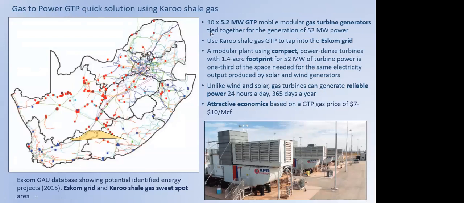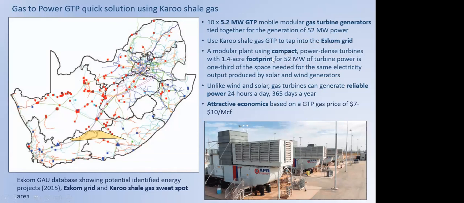Gas to power. Quick solution. You look at these types of units, they are well used throughout the world. This is an example from Australia where they use surplus gas. These are modular gas turbine generators, each of them 5 megawatts. You just plug them into gas on the one side, and on the other side they kick out power for you. So 10 of them gives you 50 megawatts. Solar runs at about 100 megawatt stations. Wind is in the order of 50 to 100. So you get right in with the others, and you are adding to the Eskom grid.